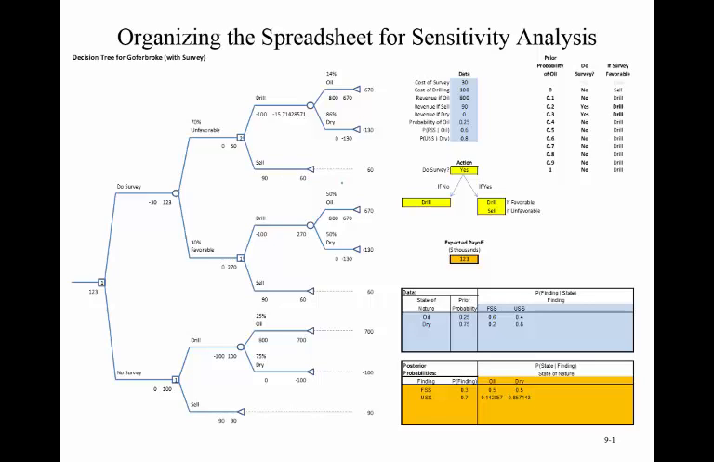Again, this is a multi-stage decision analysis problem. You have a decision at time 0, which is whether or not to do the survey. Then after you get the results back from the survey, you have the second stage of decisions, which is whether to drill or to sell the land. This is just a screenshot; I'm going to show you the spreadsheet in just a second, but I'll point out a couple of notable things.